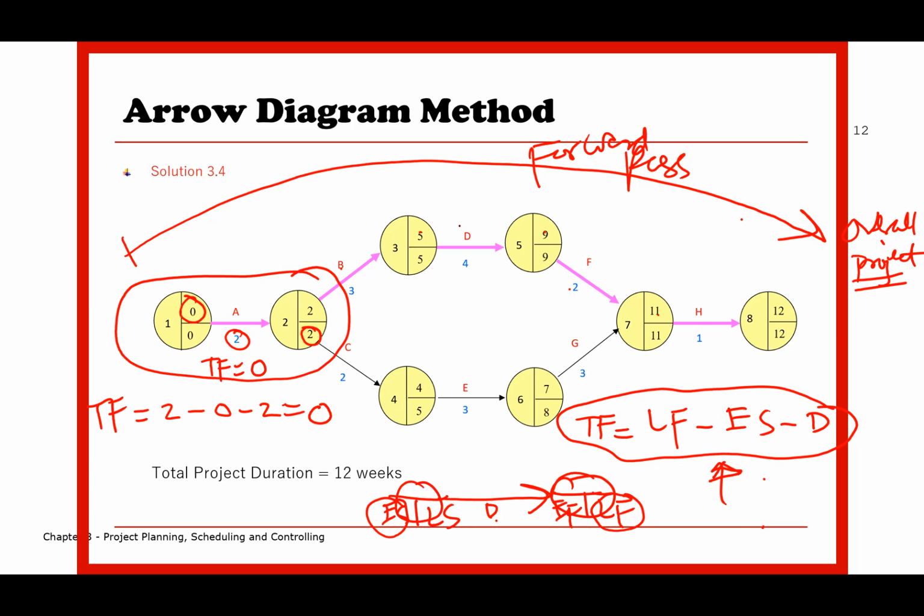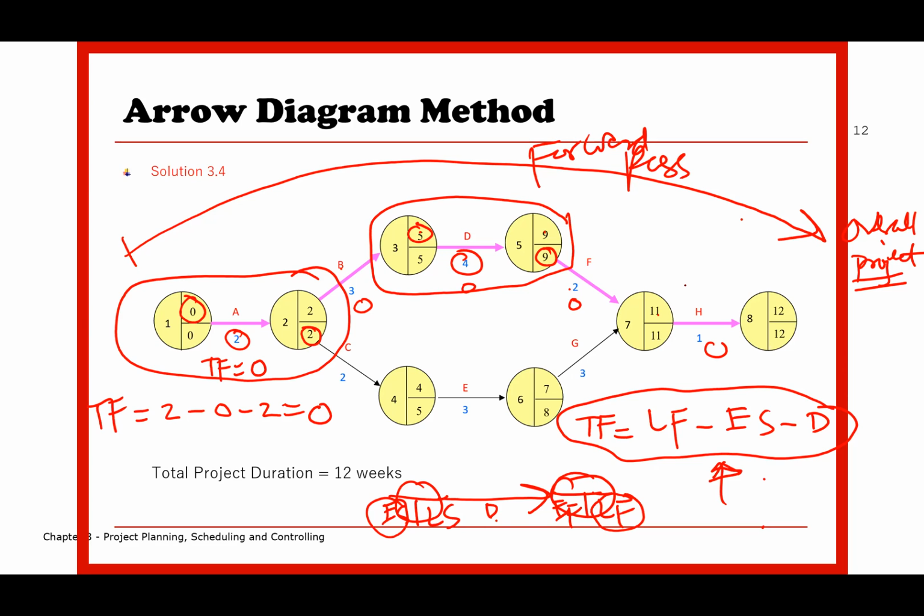So let's start with D. How do you calculate the total float? 9 minus 5 minus 4, which is also equivalent to 0. And for sure, all the activities inside the so-called blue line here will have total float of 0, 0, 0. These are what we call critical activities.